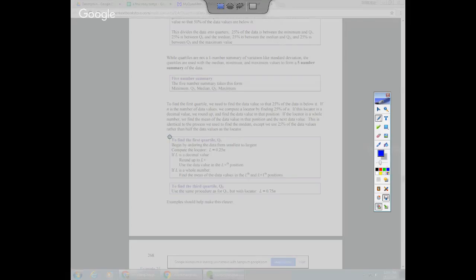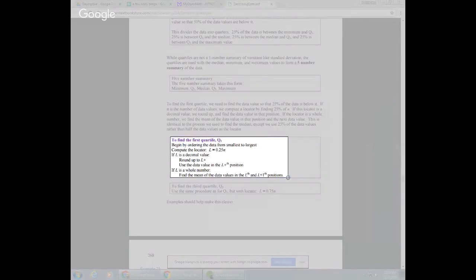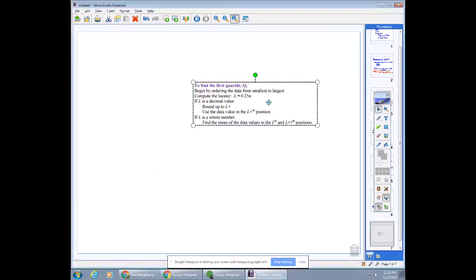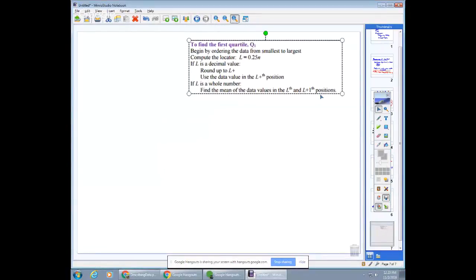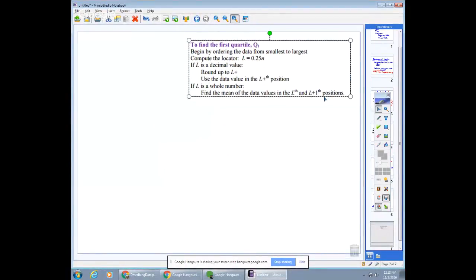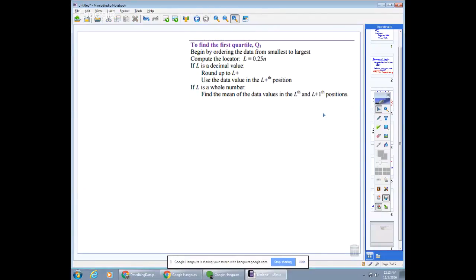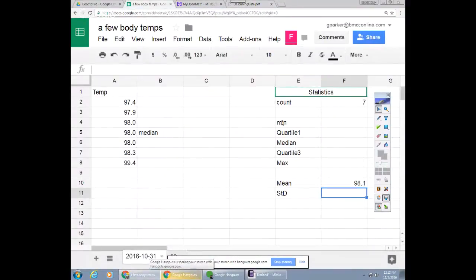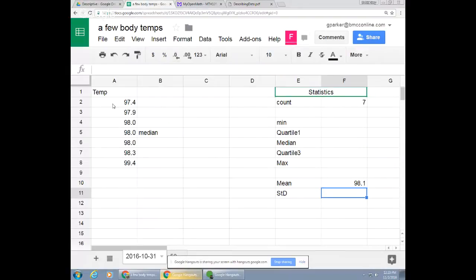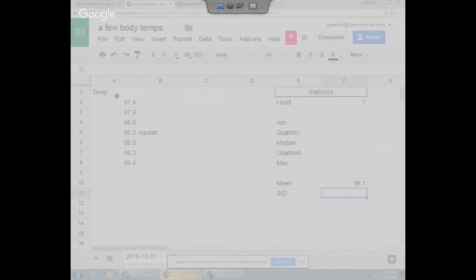So here is the locator method. So if you have your book, you might want to open to this. 267 is the page number, if you get the printout from the same place I did. And then my data is right here, so we'll screenshot that. So I only need the numbers.